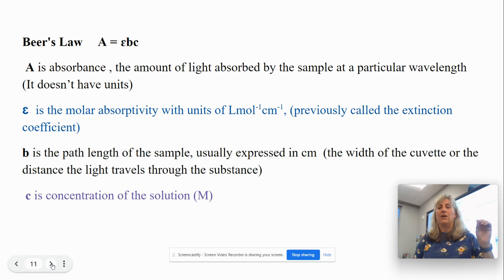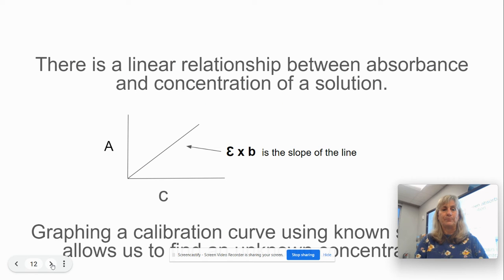The units for that are liters per mole per centimeter. B is path length, and that needs to be in centimeters to match the E, which is per centimeter. That's the width of the cuvette that the light is traveling through. And C is concentration, molarity.